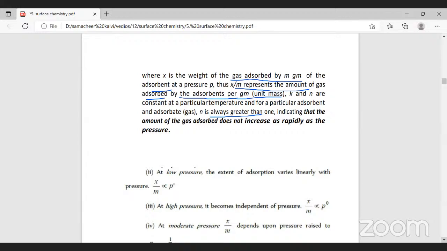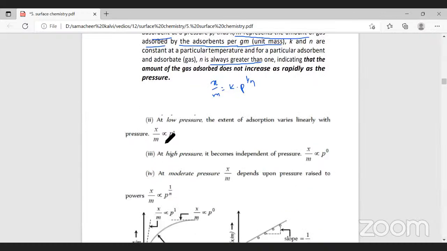So Freundlich adsorption isotherm, we know the mathematical representation, X by M is equal to K into P to the power 1 by N. Taking log on both the sides is also given. Now the conditions: at low pressure, the extent of adsorption varies linearly with pressure. That is, X by M is proportional to P at low pressure. At high pressure, it becomes independent of pressure. So X by M is proportional to P to the power 0.